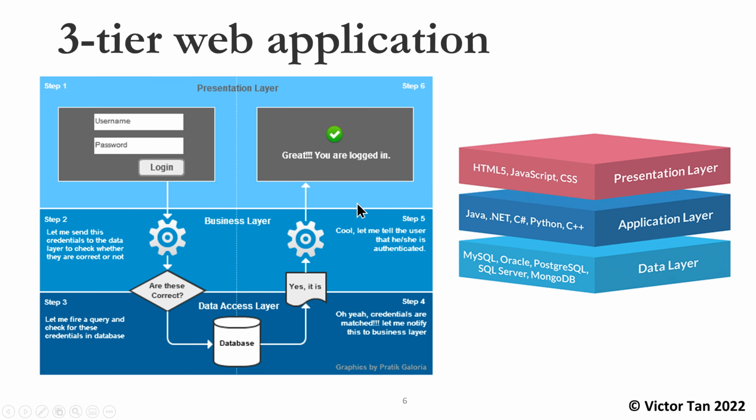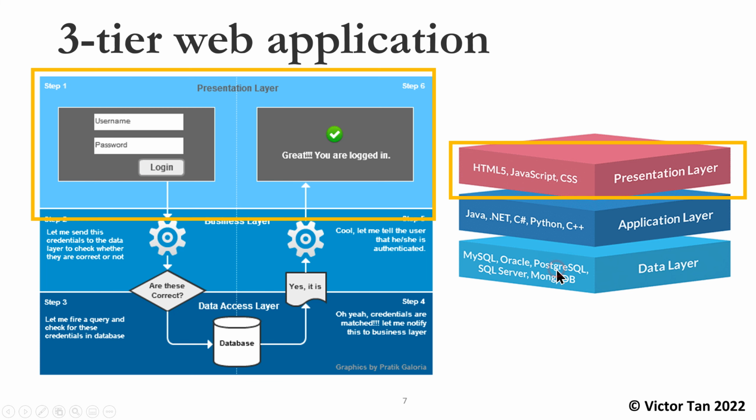The typical architecture style for a web application is 3 tiers. Okay, so you're going to have a presentation layer, an application layer, and a data layer. So let's look at the first layer, the topmost layer, the presentation layer. So the presentation layer or tier is the front end layer which provides the GUI that is accessible through the browser on the client machine.